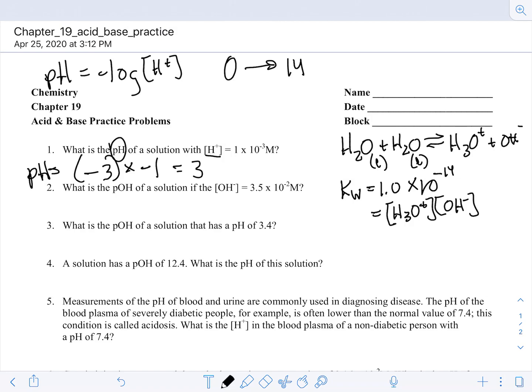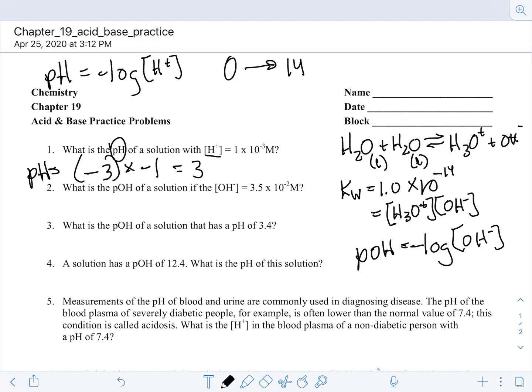Now, with number 2, they want you to do pOH. pOH is essentially the same thing as pH. The only difference is you are taking the negative log of the hydroxide ion concentration. And I'm going to let you do that one.